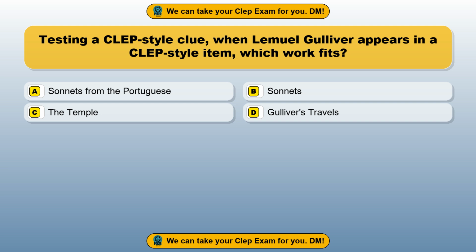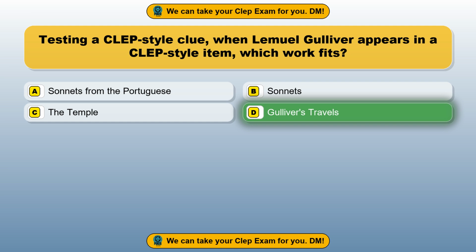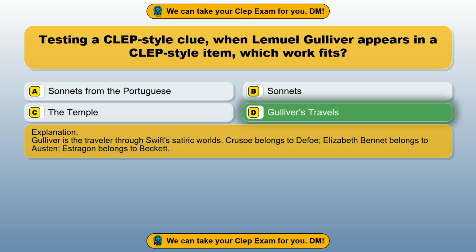Option A, Sonnets from the Portuguese. Option B, Sonnets. Option C, The Temple. Option D, Gulliver's Travels. The correct answer is option D, Gulliver's Travels. Gulliver is the traveler through Swift's satiric worlds. Crusoe belongs to Defoe, Elizabeth Bennet belongs to Austen, Estragon belongs to Beckett.